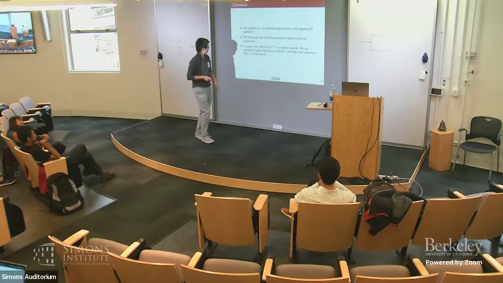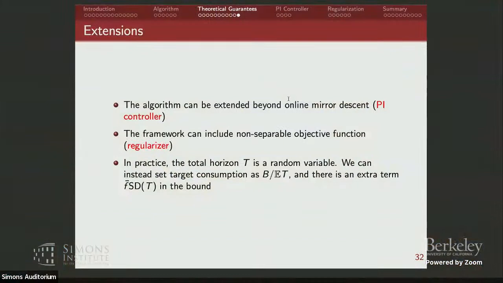Okay, the next thing I'm going to talk about is two extensions of this line of work. One is the PI controller, another one is regularizer. Here I also want to go back to the case where you do not know this capital T. What can you do? In practice, this T may be a random variable. You do not know it beforehand, but you know the historical data, so you can get the expectation of this T. Then you can set your target consumption to be B over this expectation.